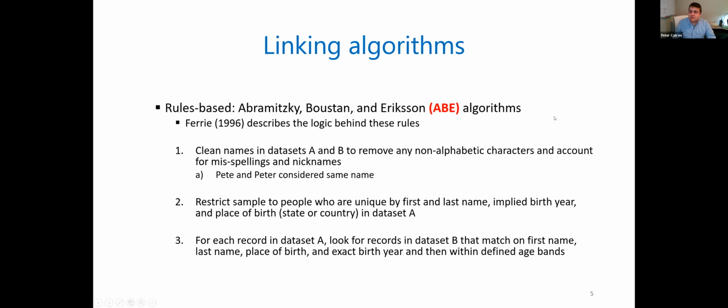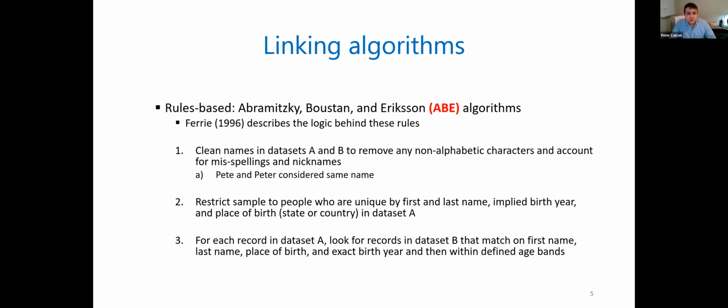So this information, in theory, is consistent over time across data sets. First, we clean the names in the data sets. Whenever you get these data sets, there are non-alphabetical characters. We also account for misspellings of names, and we correct for nicknames, right? So Pete and Peter are going to be considered the same name. Then we only look at the people who are unique by their first and last name, their birth year, and their place or state of birth.